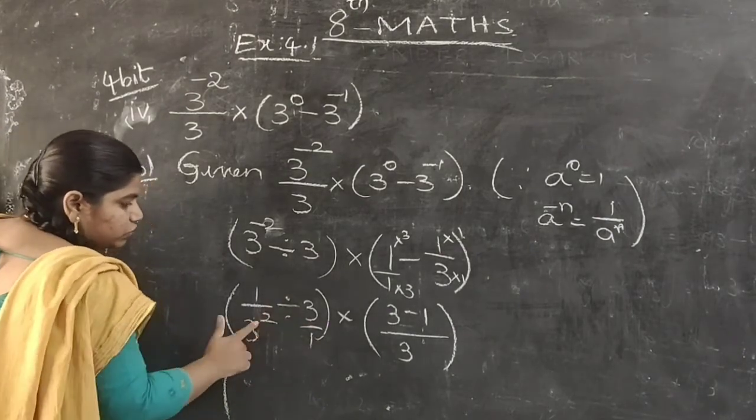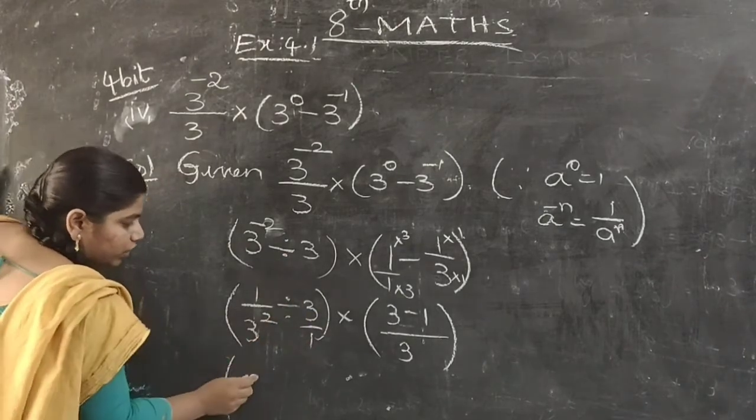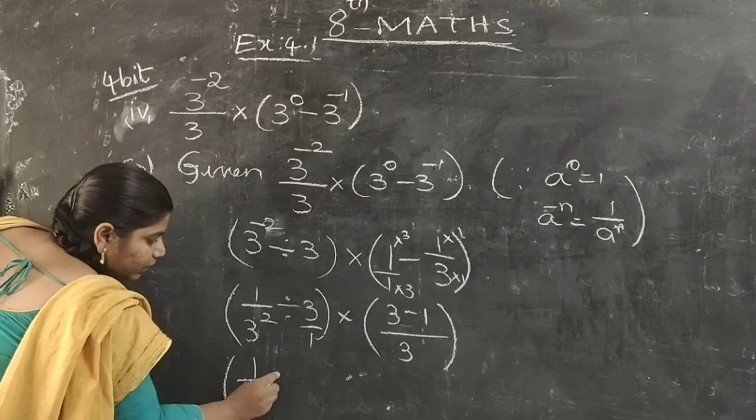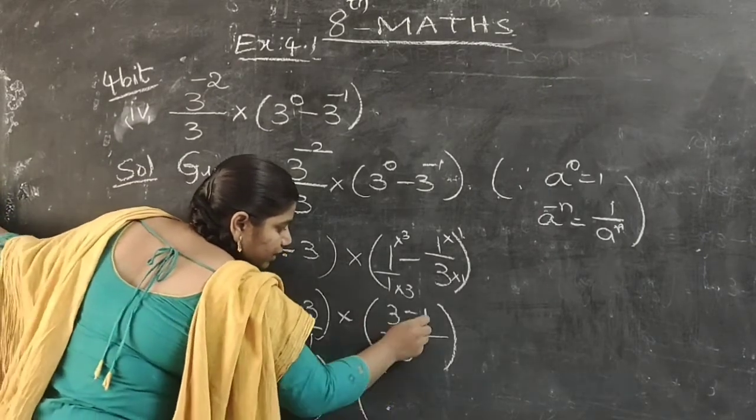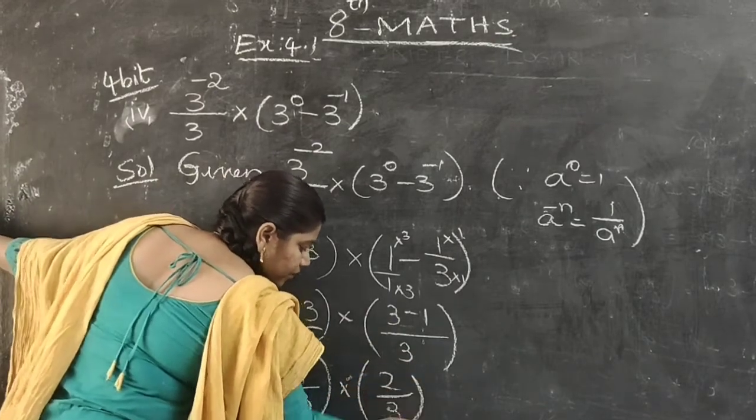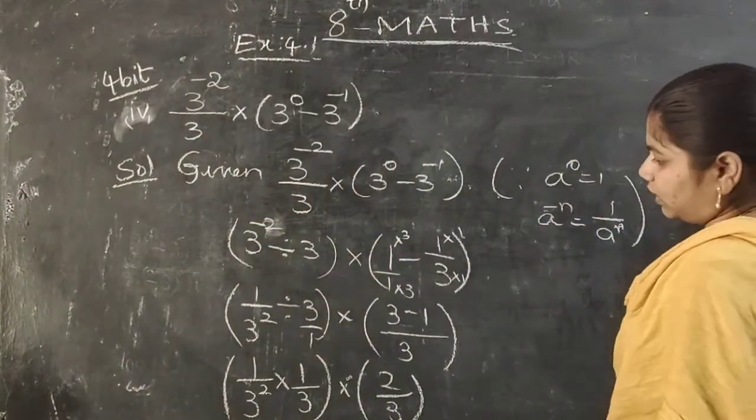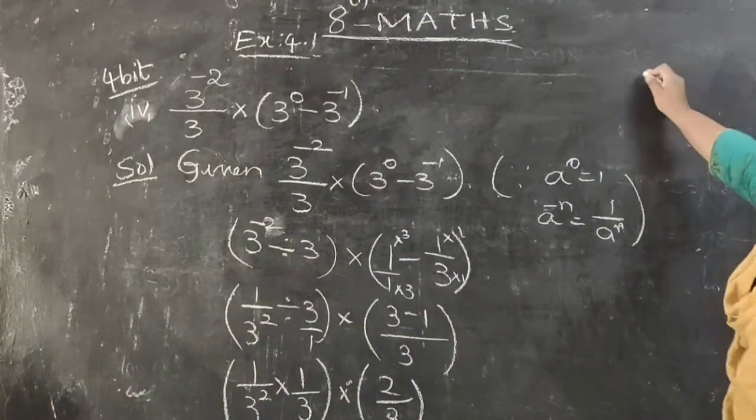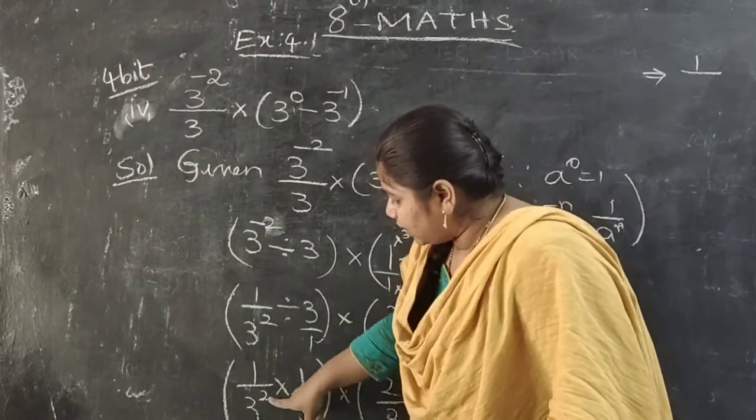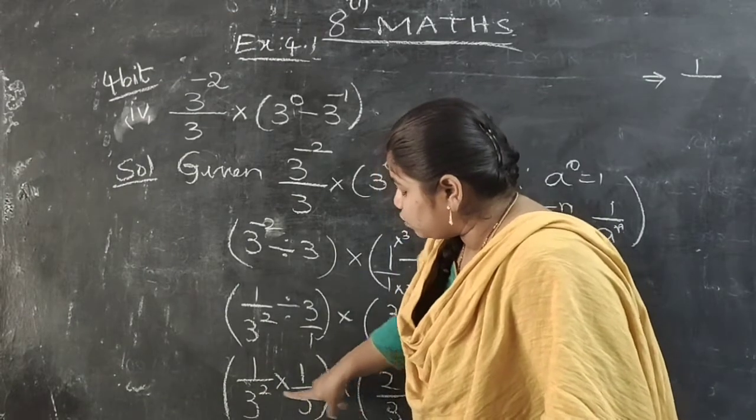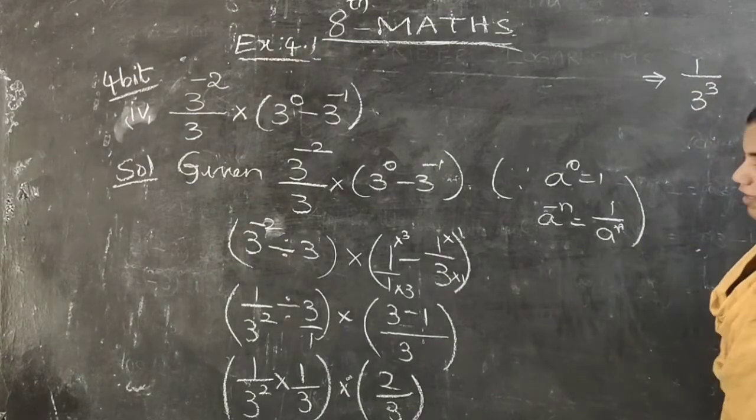So how will we divide these two values? Division will be converted into multiplication, and the second term will be the reciprocal. So 1 by 3 square into 1 by 3 into 3 minus 1 will be 2, so 2 by 3. Now multiply these two terms. That will be 1 into 1 is 1 by, both the bases are equal, so we can add the powers. 3 plus 1 will be 2 plus 1 equals 3. So that will be 3 cube.